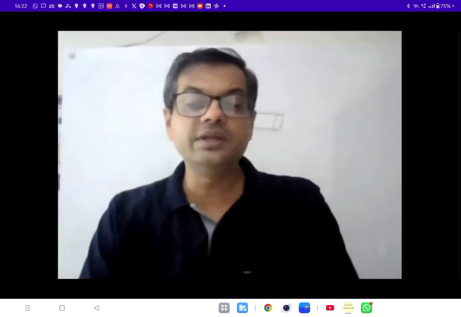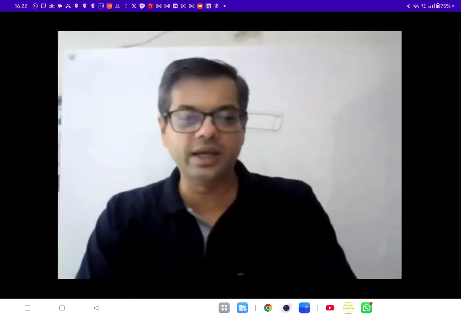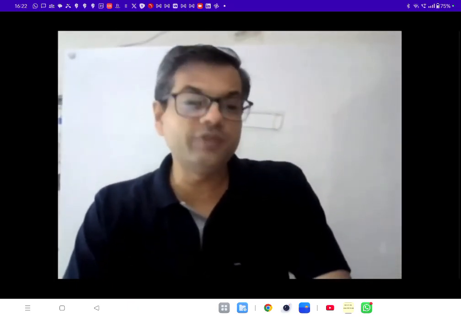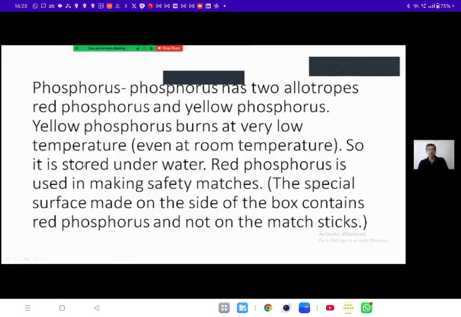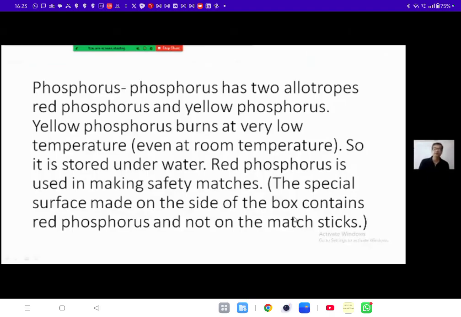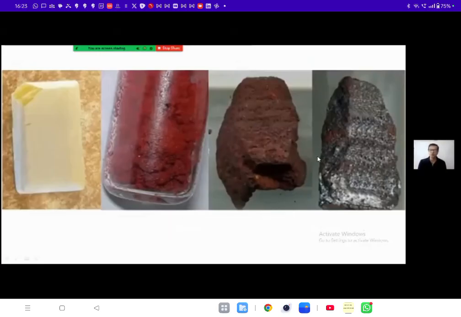Later on we found that instead of this yellow phosphorus which keeps on burning all the time, it is possible to get a different type of arrangement or allotrope called red phosphorus. The yellow phosphorus burns even at room temperature, and therefore you have to store it underwater. On the other hand, the red phosphorus can be used to make matchboxes. The special surfaces which are made on the side of the box contain this red phosphorus. So you rub the stick on that, it will produce fire, and as phosphorus helps to burn, very quickly it will catch fire. That is the use of phosphorus. These are the possible forms of phosphorus. Yellow, and then red phosphorus has 3 types.